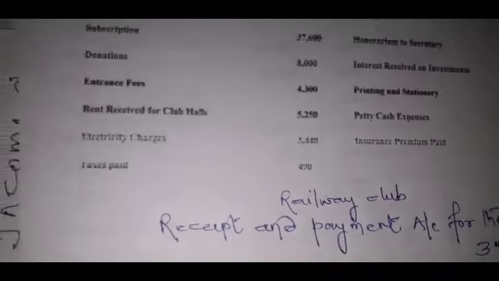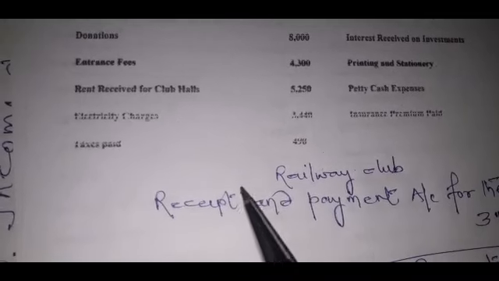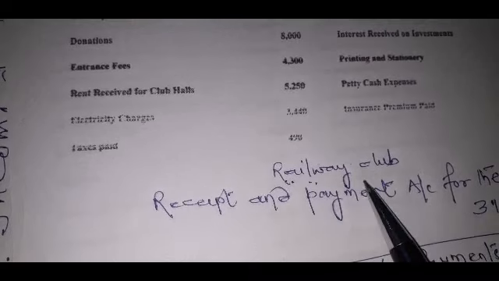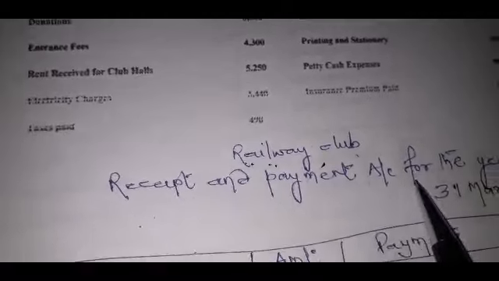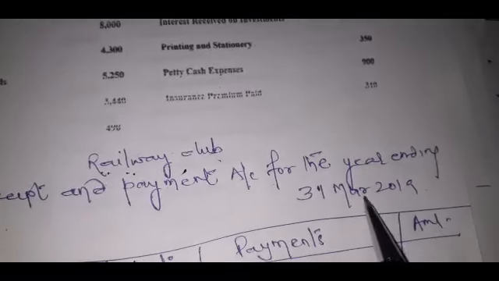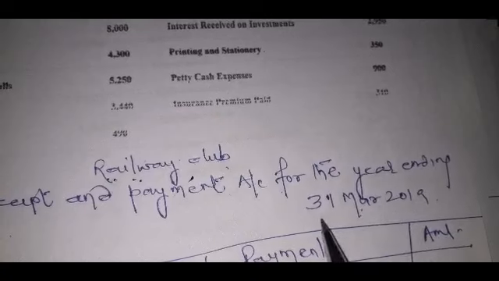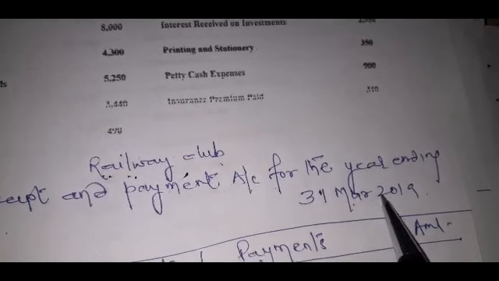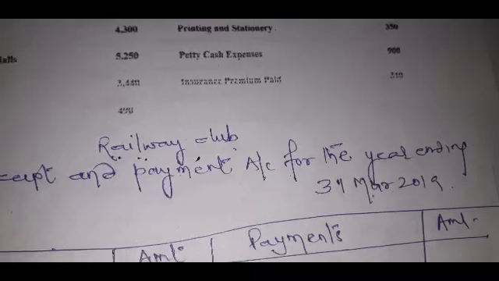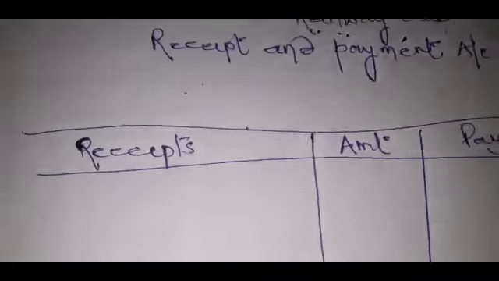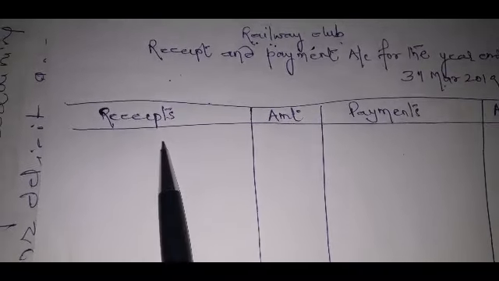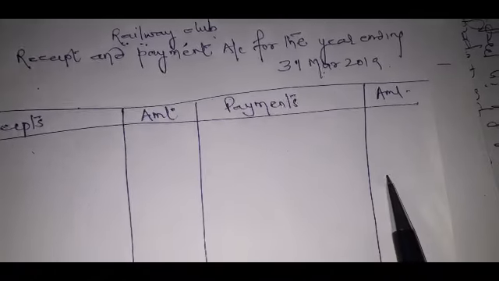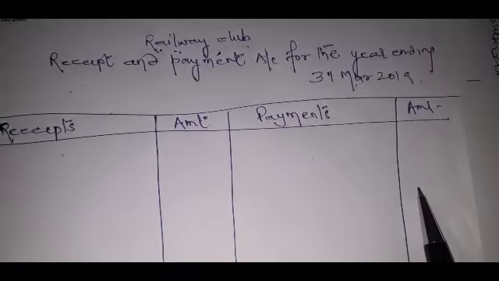As you know, before preparing a receipt and payment account, the first heading will be the name of the club, that is the Railway Club. Then the name of the account we are preparing, receipts and payment account for the year ending 31st March 2019. So 2018-19 is our current year. This is the format. The left hand side, that is the debit side, is our receipts, and the credit side is our payment side.